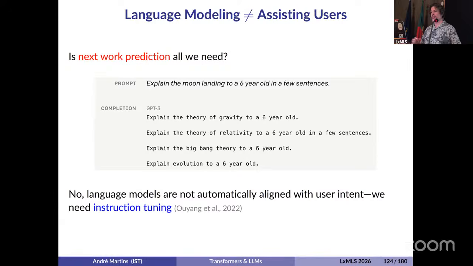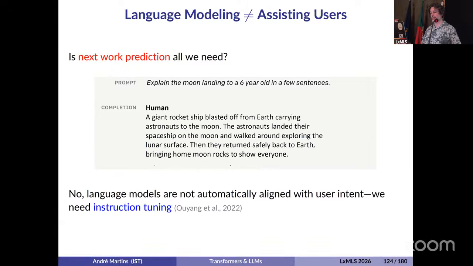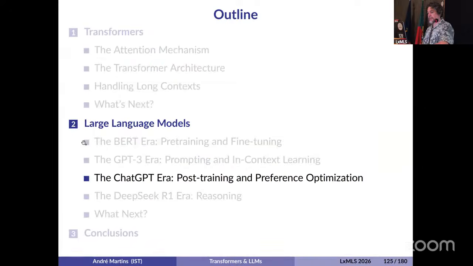So in order to have something that can work as an assistant, you have to tune the models to follow instructions and provide answers. So you need to do something like instruction tuning. For this particular example, you want something like this: a human answer to this question, a short explanation to the question that is being given. So how do you do that?